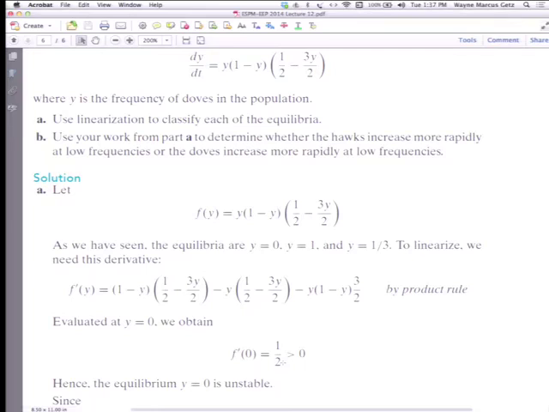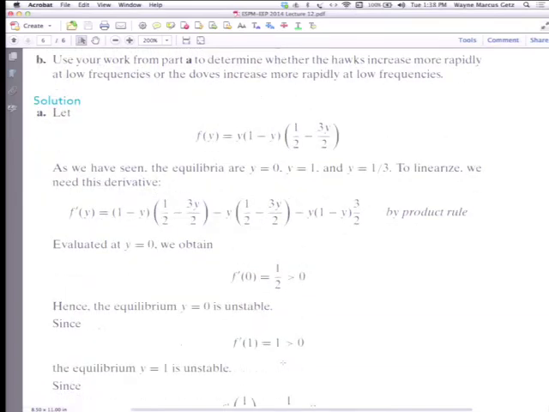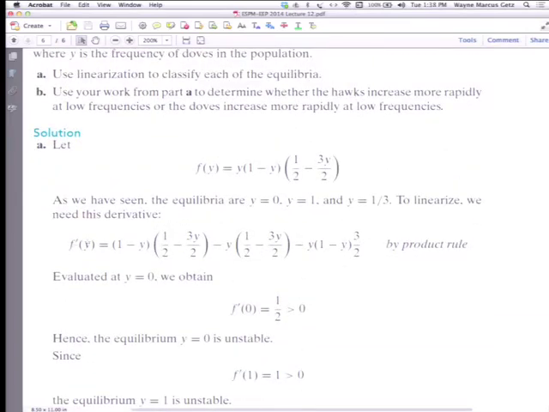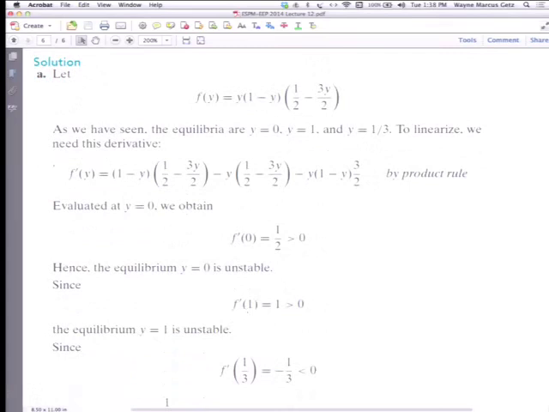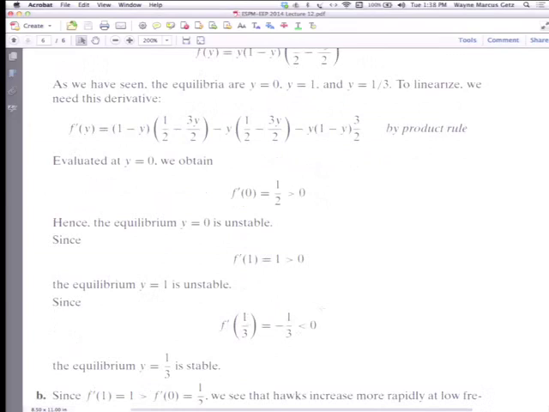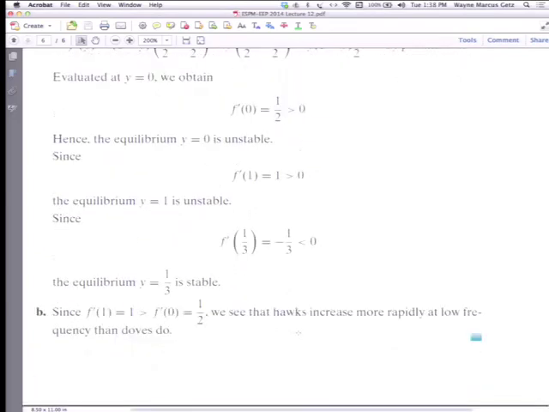So what does that mean about 0? Is it stable or unstable? It's unstable because the derivative is positive. Now if I do the same and put y equal to 1, I get f'(1), and that term goes away. I evaluate this, I'll get the number 1, which is also positive, so that's unstable. But if I put y equal to 1/3, which is my third equilibrium, that turns out to be stable. So the equilibrium y equals 1/3 is stable.